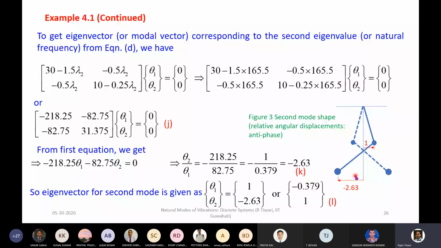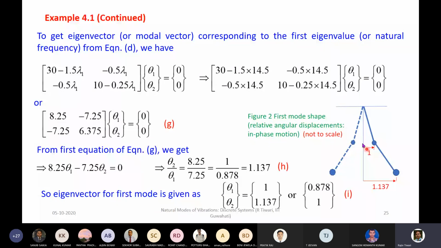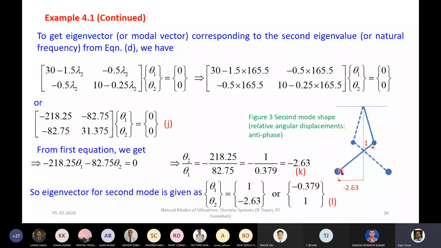This is going right side, this is going left side. This is called anti-phase motion. The previous was the in-phase motion: the first mass goes in one direction, the second mass also goes in the same direction, and simultaneously they come toward the other side. But in the second case, they are swapping their positions in the anti-phase mode.